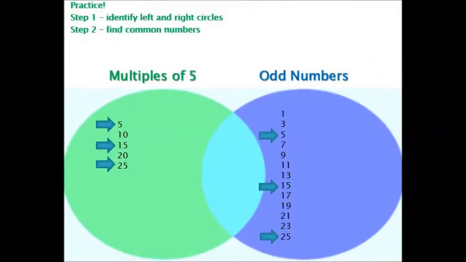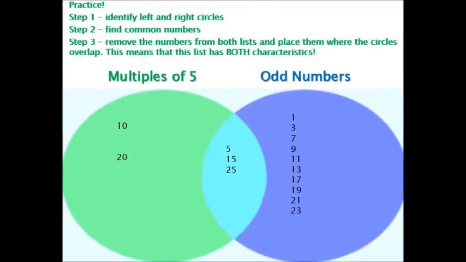Your second step is to find the common numbers on both sides. So you will look at the left and the right for common numbers. Again, on the left and the right below, you see examples of 5, 15, and 25 being the common numbers found on both sides. Your third step is to remove the numbers from both lists and place them where the two circles overlap. This will mean that these numbers in the overlap have a characteristic of both multiples of 5 and odd numbers.